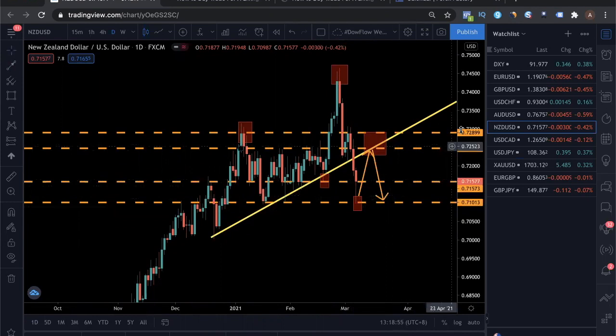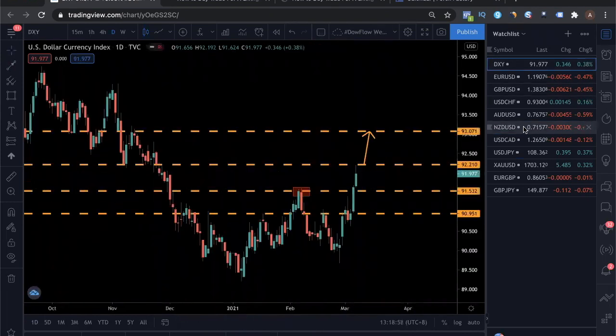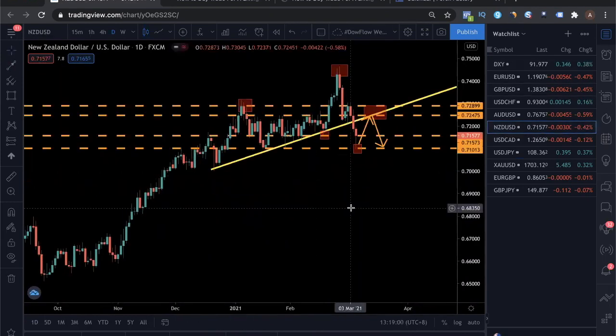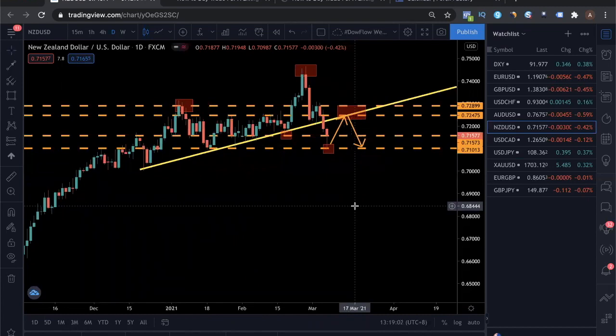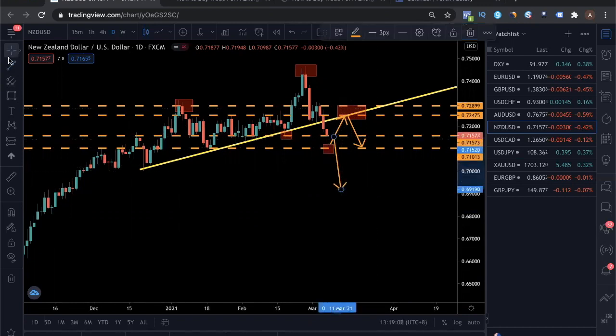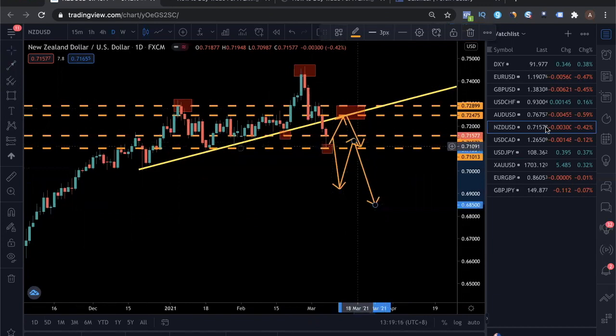Again, remember that our DXY is telling us that dollar is going to be strengthening. So it's better to lean towards selling Kiwi dollar than it is to buy at support over here. Price might also just break all the way down, and what you can do is just wait for a retracement up and short it down as well, depending on how the market trades next week.